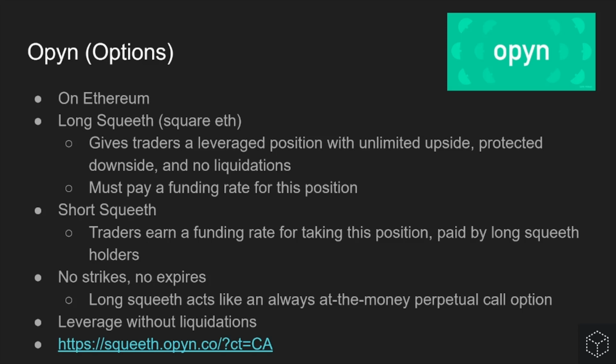So there's no strikes, there's no expiries when using Opyn, and long squared ETH always acts like an at-the-money perpetual call option. And this provides leverage without liquidation.